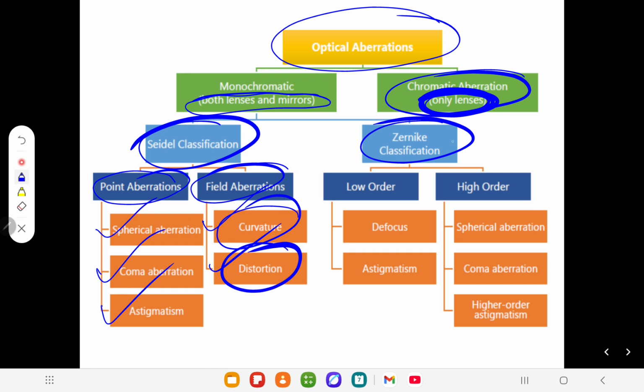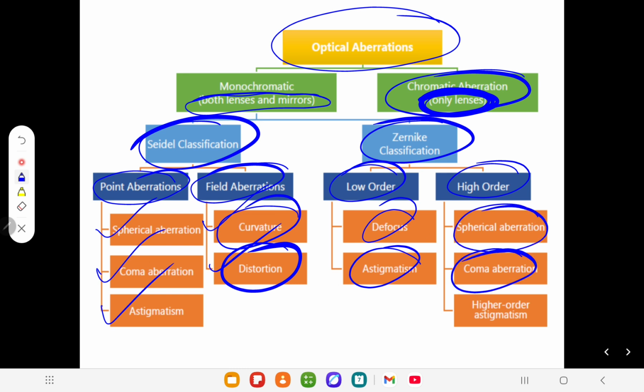Zernike polynomials have lower order and higher order terms. Lower order includes defocus and astigmatism. Definitely in lower order there are also piston and tilting of the image, but they are not clinically significant. So clinically significant is second order, which is defocus and astigmatism. But higher order is very important when we talk about refractive surgery, diagnosis of keratoconus, diagnosis of PMD, and all these things. In that case, spherical aberration, coma, and higher order astigmatism are all in higher order.